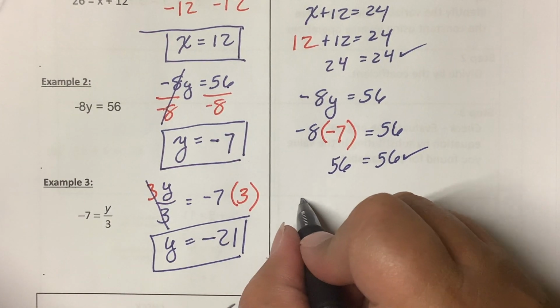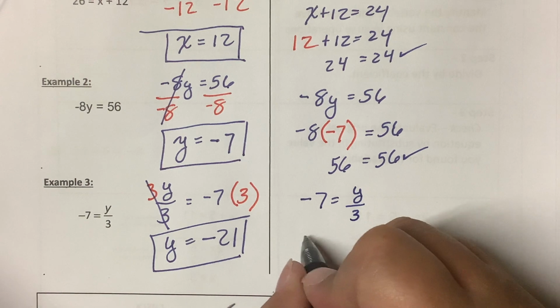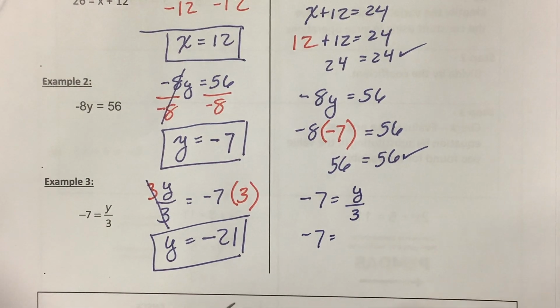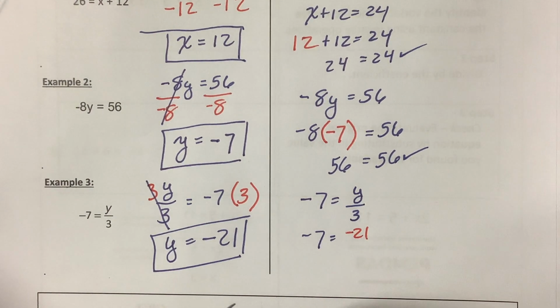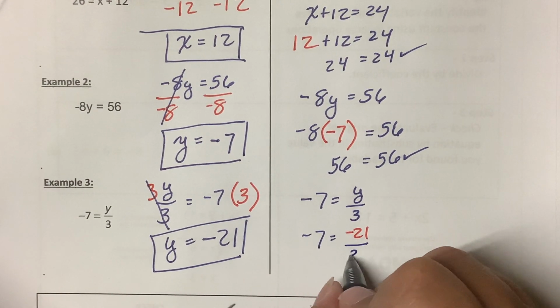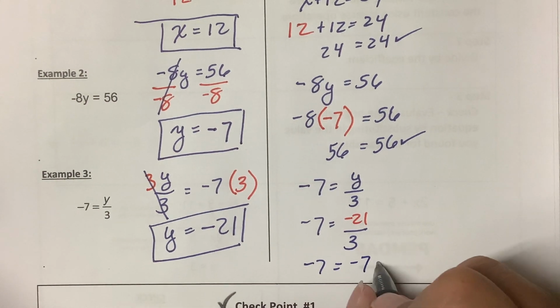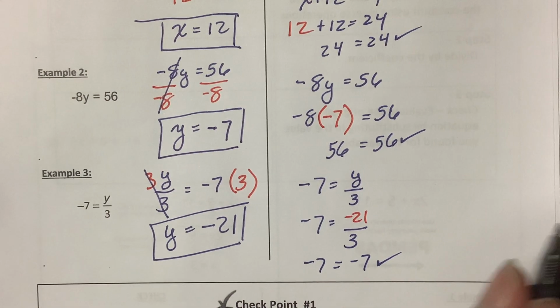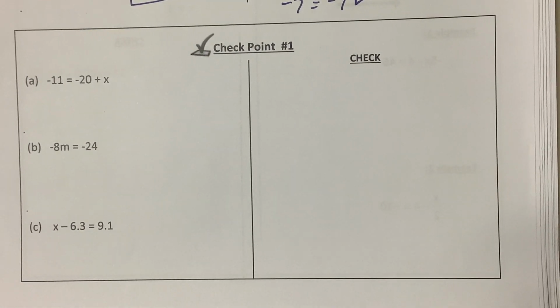And rewrite the original problem. -7 equals y divided by 3. -7 equals where the y was. -21 divided by 3. Yay! -7 equals -7. It checks. All right, your turn. Check point 1. Turn off the video and check yourself. Try those problems and check your answers. I'll see you in a minute.